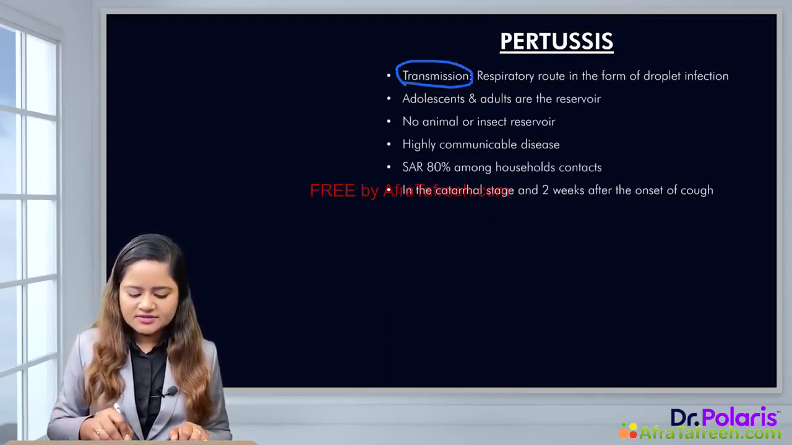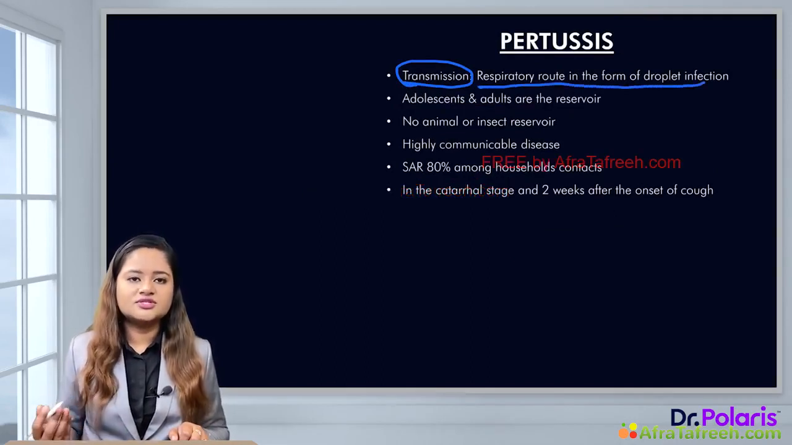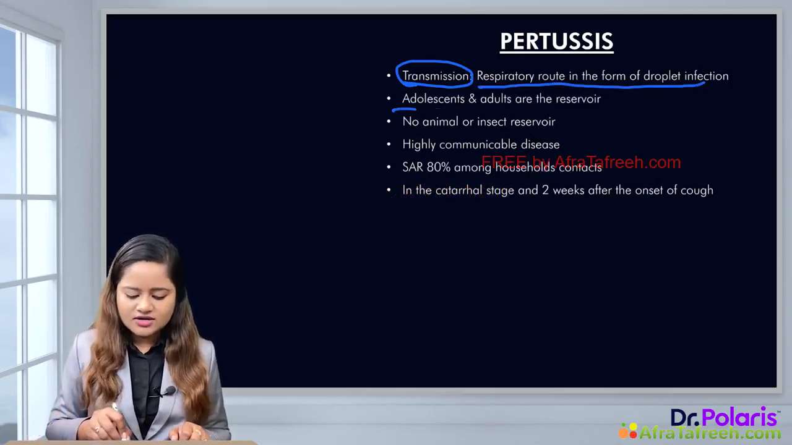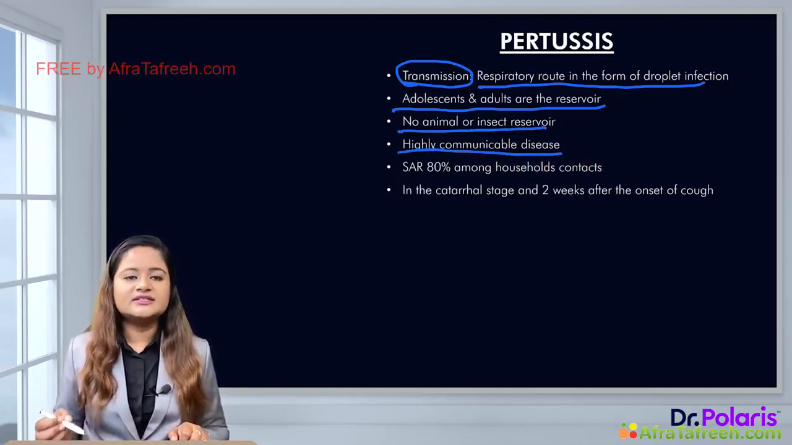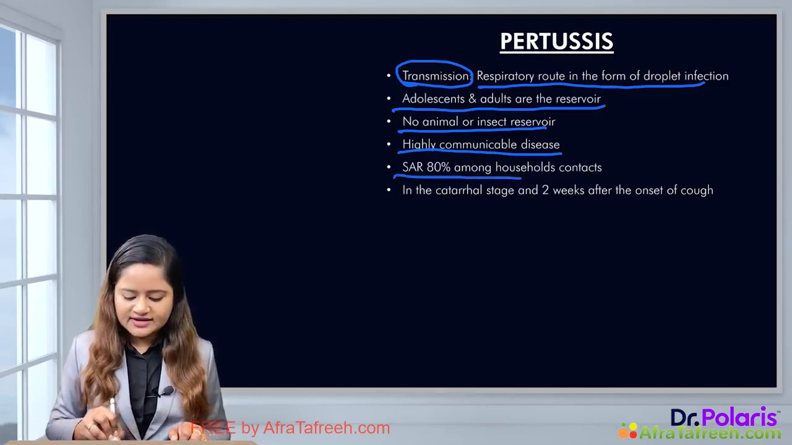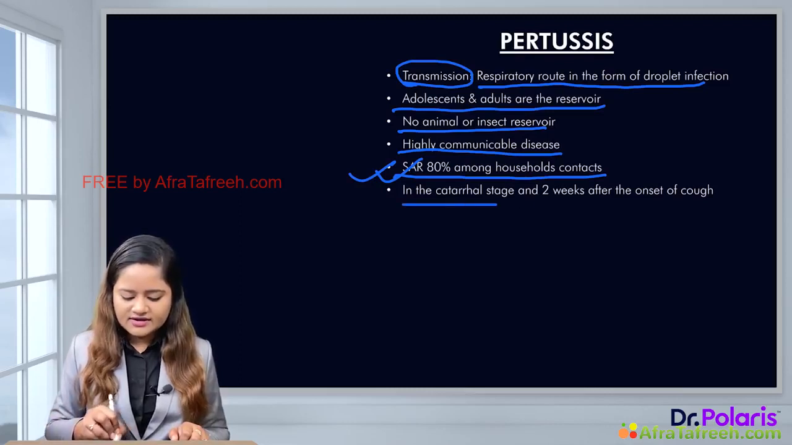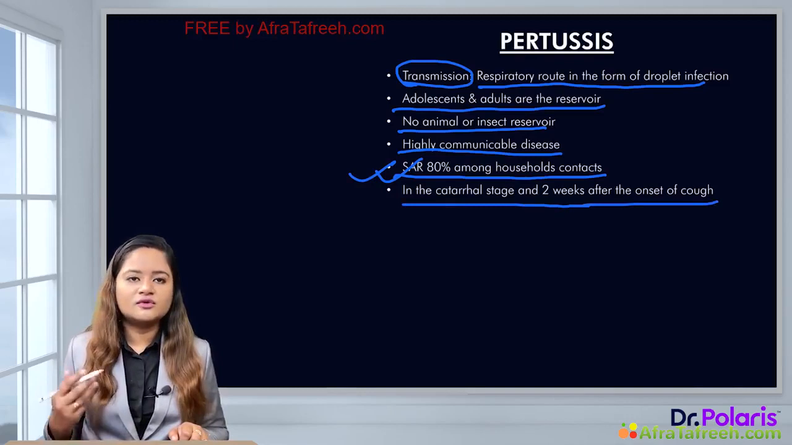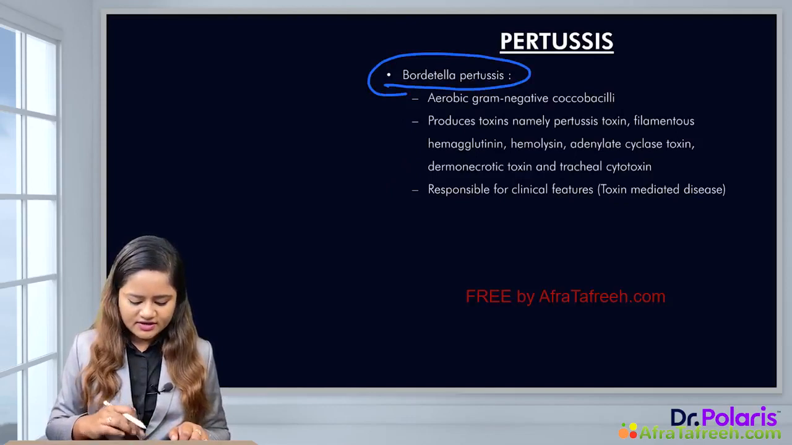So how does it get transmitted? Again, it is an airborne infection. So the respiratory route is the route of transmission. That means it gets spread by droplets. Adolescents and adults are the reservoir for this infection. There is no animal or insect reservoir for pertussis. It is a highly communicable disease. That means even coming in close contact with these droplets or inhaling the suspended particles in the air can result in the infection. The secondary attack rate is as high as 80% among close household contacts. In the catarrhal stage and up to 2 weeks after the onset of cough, it can result in spread of the infection. So Bordetella pertussis is a very important organism.